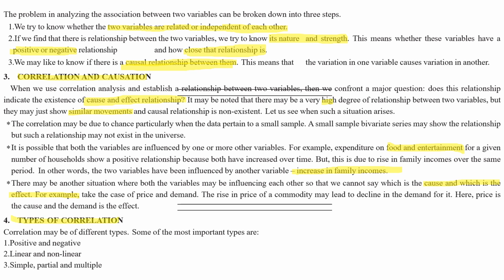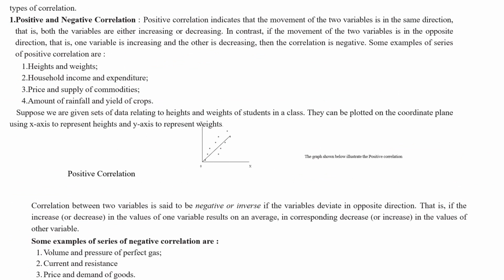Then types of correlation. Types of correlation are positive, negative, linear, non-linear, simple, partial, multiple. These are the different types of correlations. Positive and negative correlation. Positive correlation indicates that the movement of the two variables is in the same direction. Then we can say that it's a positive correlation. That is, both the variables are either increasing or decreasing, but in the same direction. Both are increasing or both are decreasing.